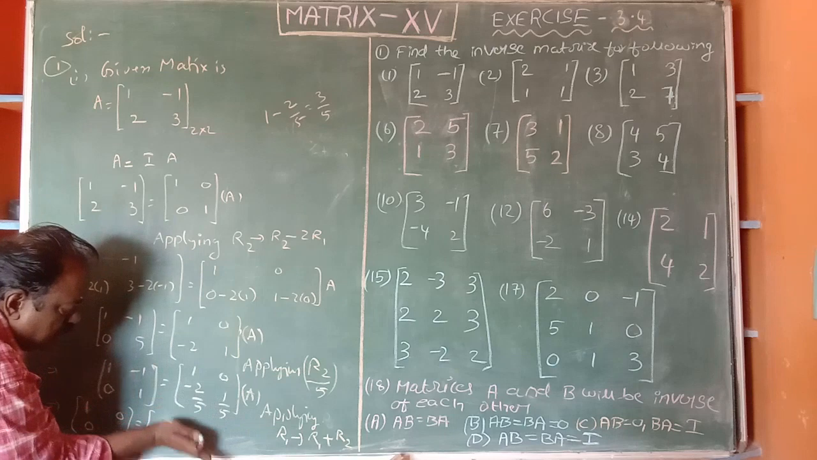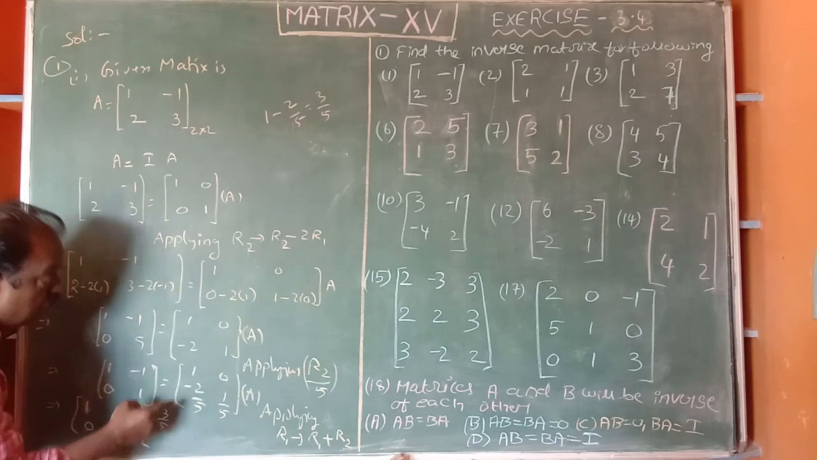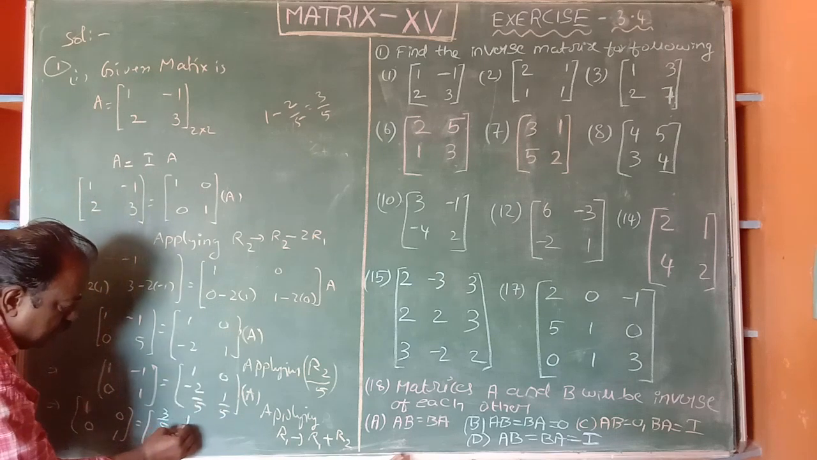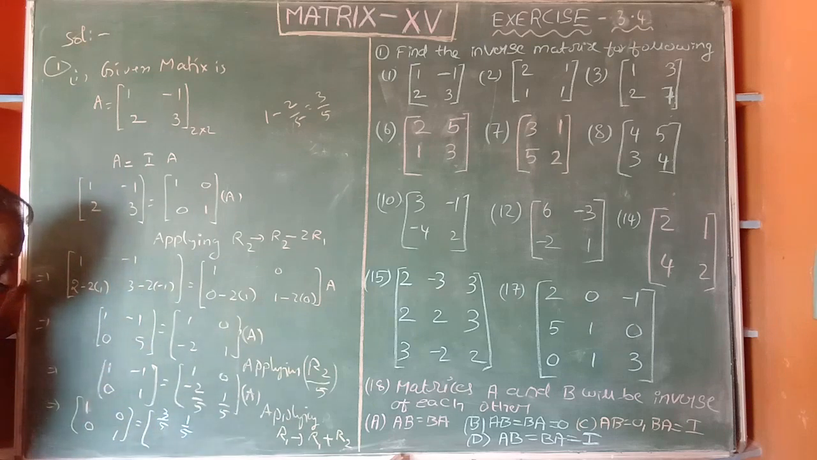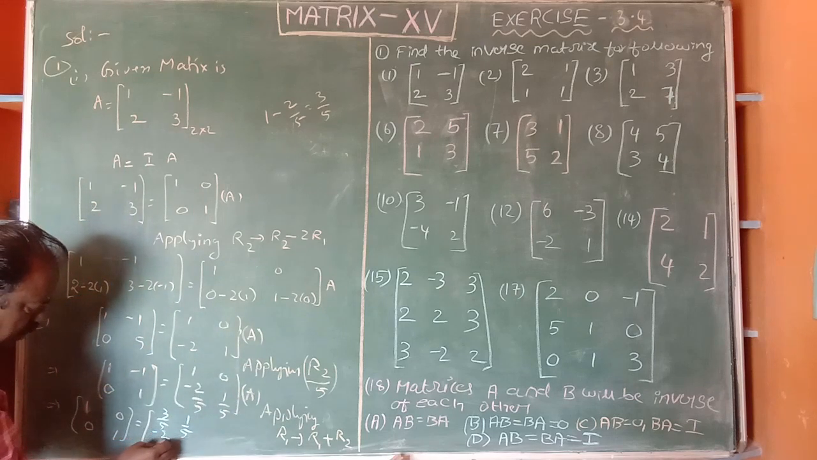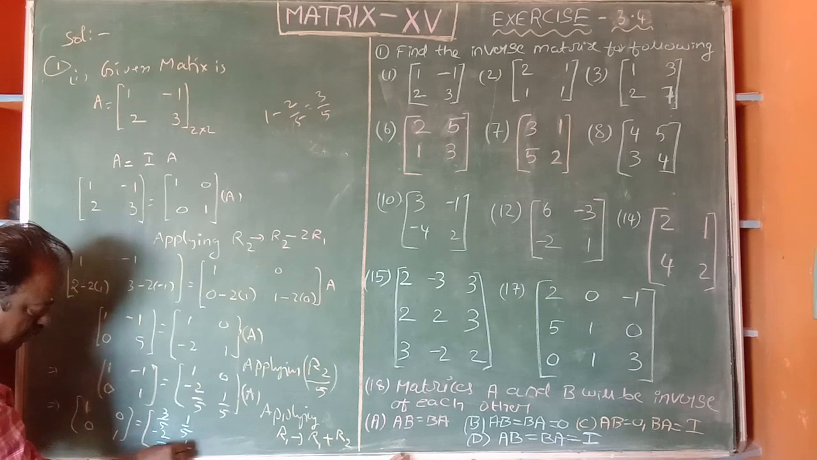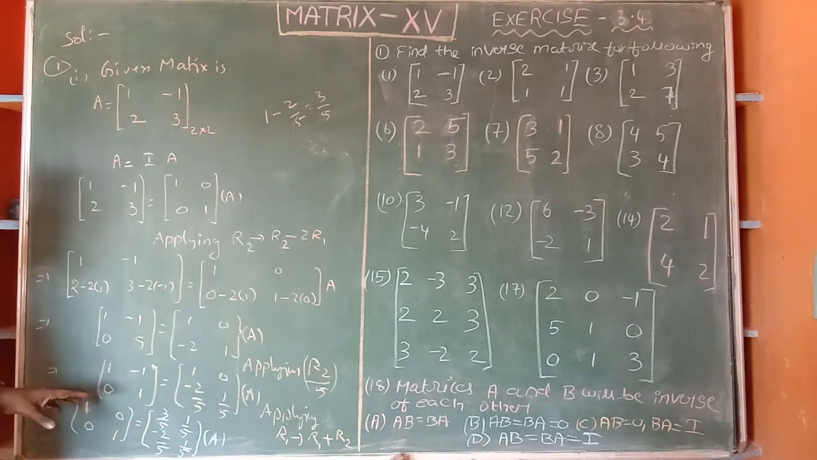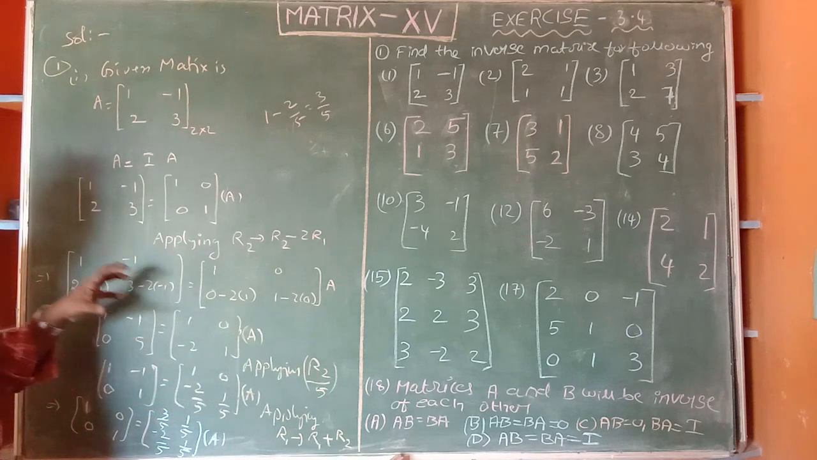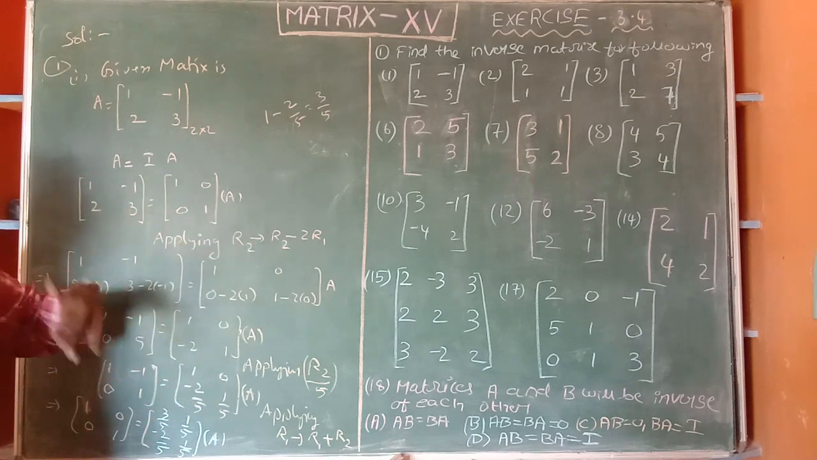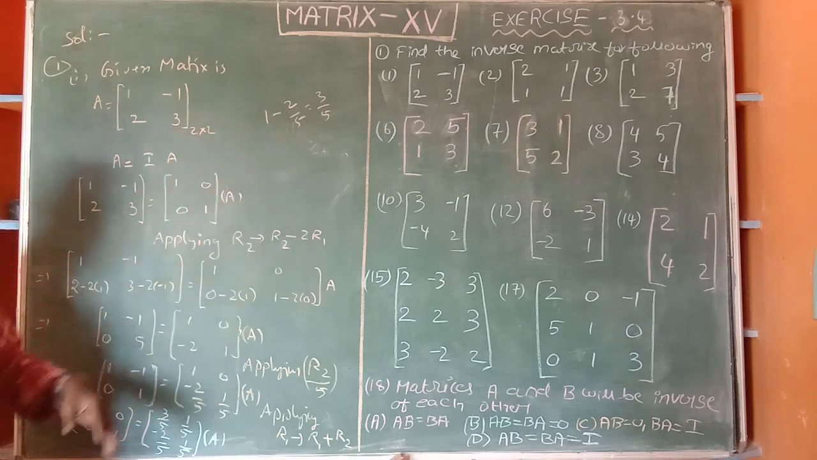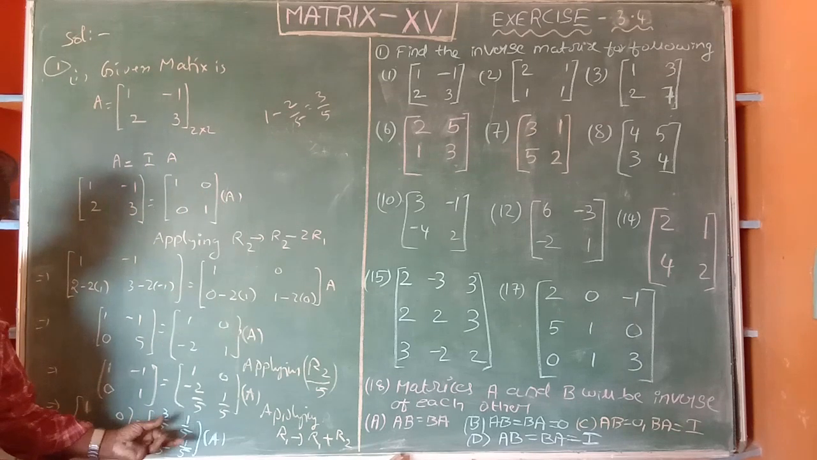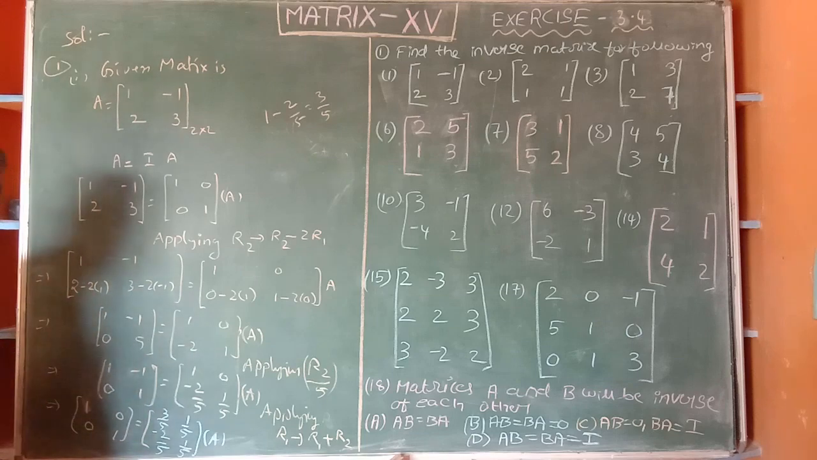It is 3 by 5, and 0 plus 1 by 5 is 1 by 5. Only R1 changes, and the other is as it is: minus 2 by 5 and 1 by 5, into A. Any doubt? Of course, it is a difficult concept. Slowly, one or two times you have to repeat it. All problems I will solve on the board. So here I will become X, and A is as it is.